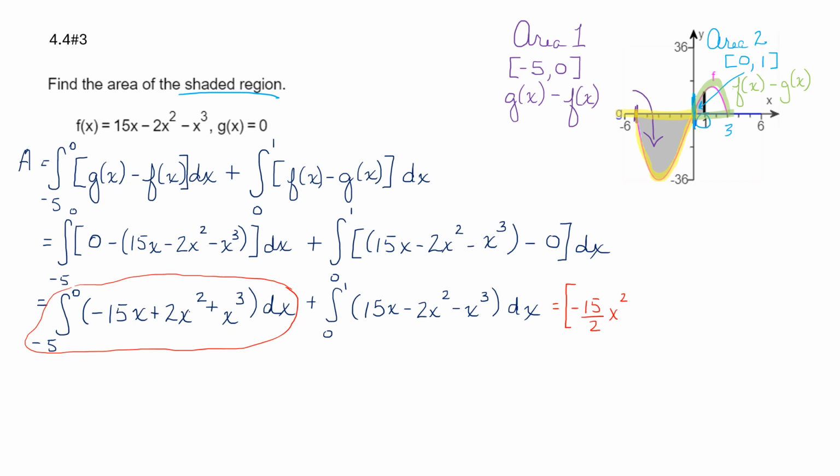All right, so the plus 2x squared becomes plus 2 over 3 x to the third. And then the plus x to the third becomes plus x to the fourth over 4. And we will be looking at that from negative 5 to 0.